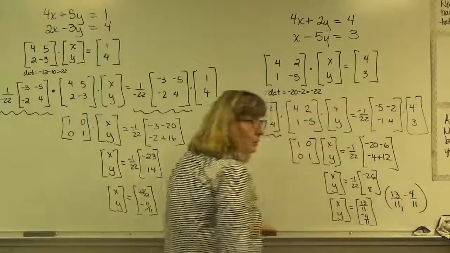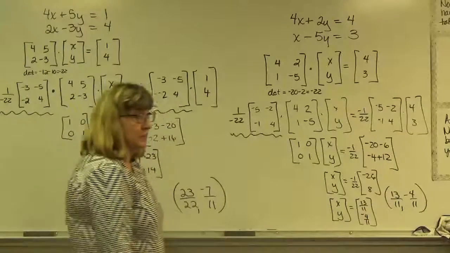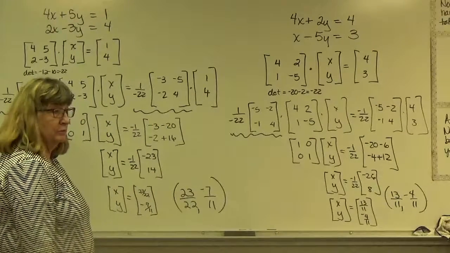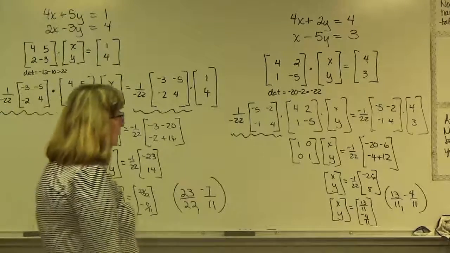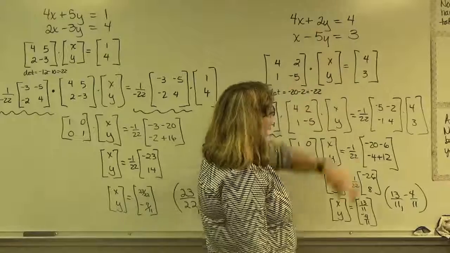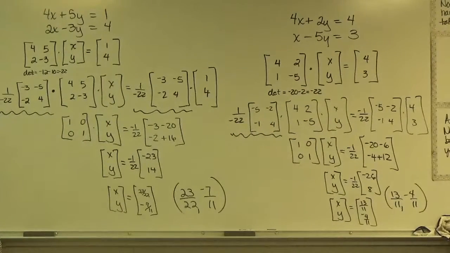Do we need to restate our answer like that again? No, I can see it here too, I'm just emphasizing that it is a system, so it's x comma y. Did anybody check it to see if it worked? To check it, you'd go 4 times 13 fraction key 11 plus 2 times negative 4 fraction key 11, hit equal, and it should equal 4 if you've done things correctly. Okay, does everybody understand what you're doing there?